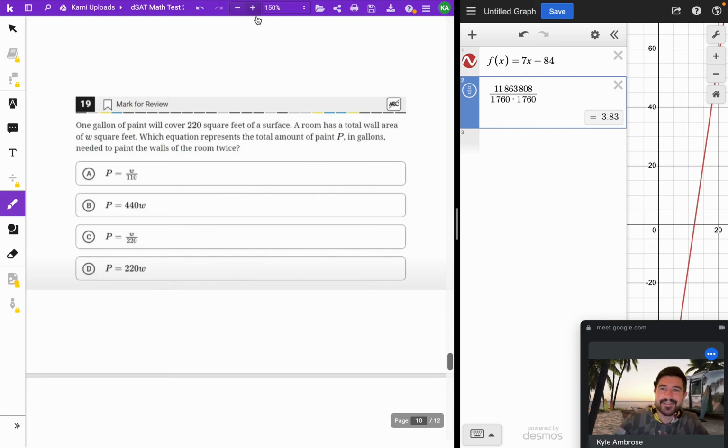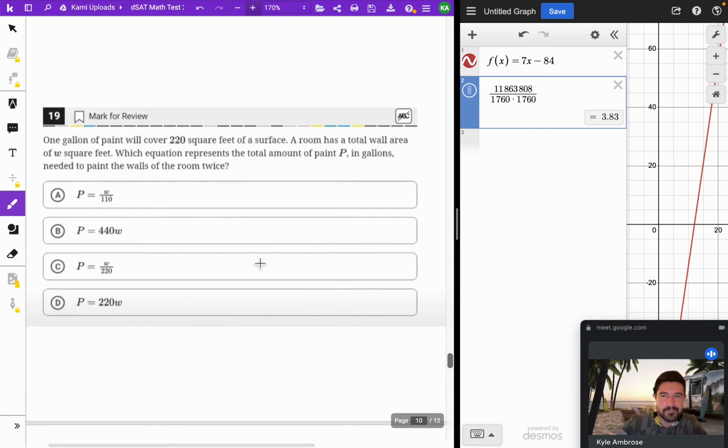This one's tricky. 1 gallon of paint covers 220 square feet of a surface. A room has a total wall area of W square feet. Which equation represents the total amount of paint, P, in gallons needed to paint the walls of the room twice? So it might be easiest here to come up with what we want W to be, so that we can kind of control the situation.